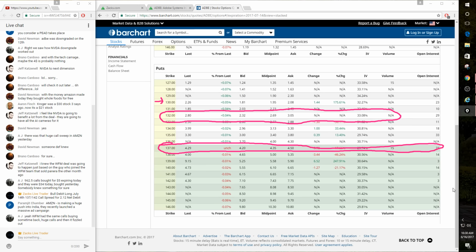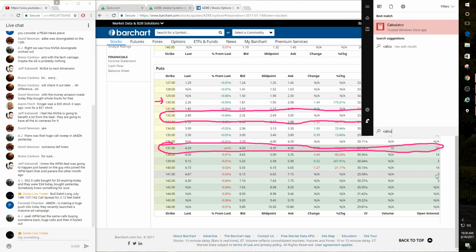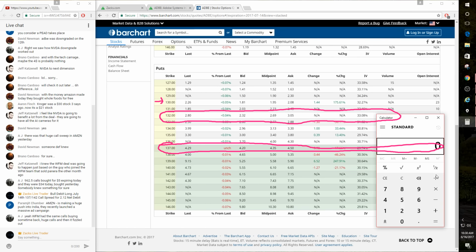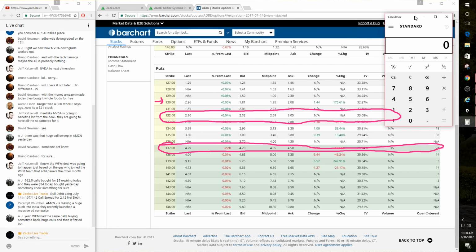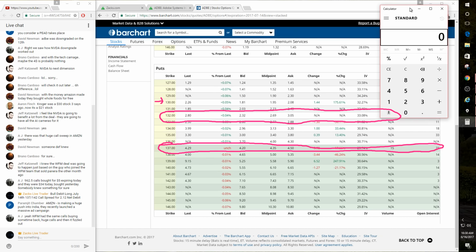Did I close it again? I closed it again. You know what's funny is I close the calculator all the time on my other computer, but I have a little hotkey for it, so it doesn't bother me as much. But here, I don't know what it is.